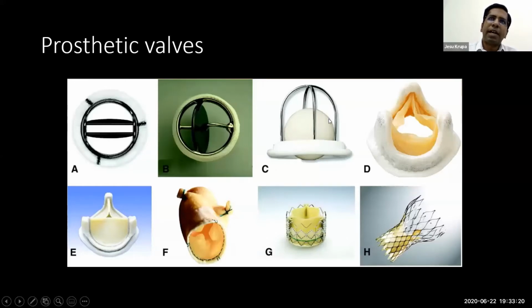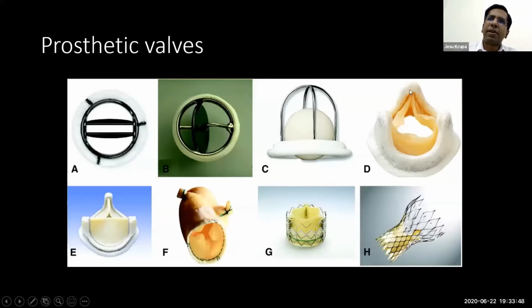This is a ball and cage valve. So you have a cage and you have a ball. That is why it is called a ball and cage valve. And then you have bioprosthetic valves. All these others are bioprosthetic valves, which means it is taken from animal tissue. It could be from pigs or from cows or any other animals also. These are the common animals whose pericardium is generally used to make these valves.